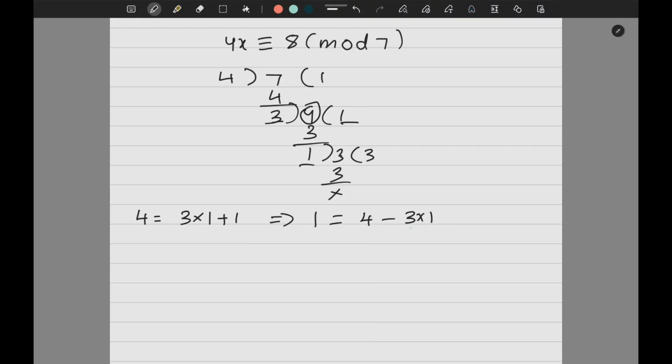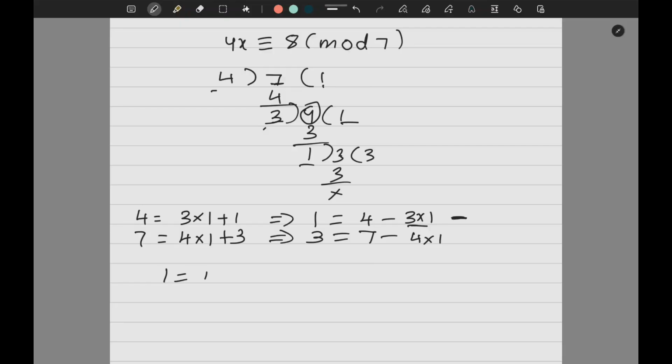Have a habit of writing like this. Don't multiply. Then the second number is 7. 7 is equal to 4 into 1 plus 3, or 3 is equal to 7 minus 4 into 1.